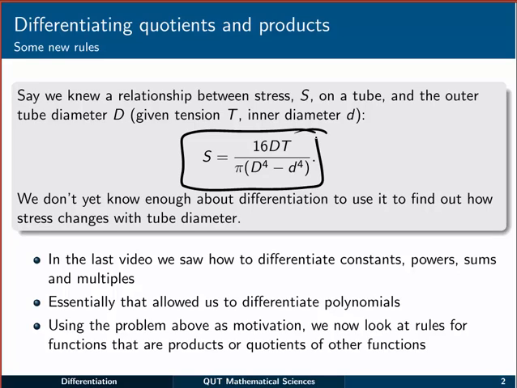with tube diameter. In a previous video we looked at how to differentiate constants, powers, and sums and multiples, but essentially that just let us differentiate polynomials, not this kind of function, where we've written our function as a quotient of two functions. So using this problem as motivation, we're now going to look at rules for functions that are products or quotients and how to differentiate them.